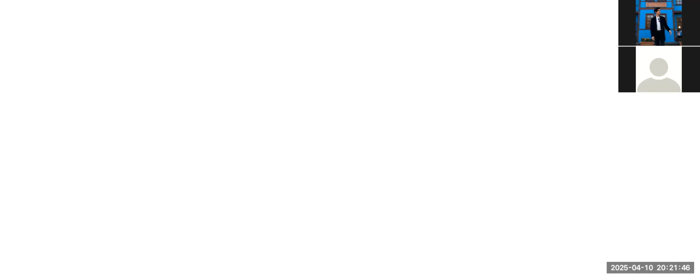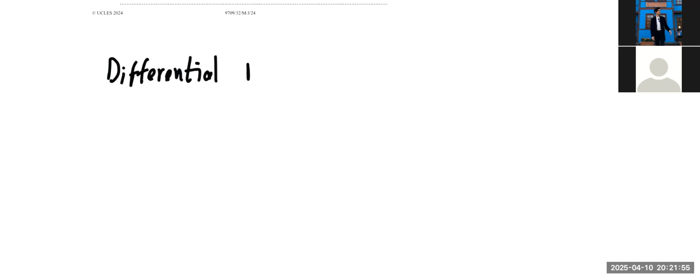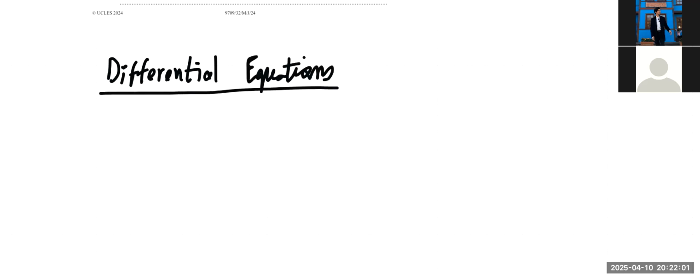So we're going to be talking about differential equations in the context of Pure Math 3. Now, the thing is, what are differential equations, first of all? We know what algebraic equations are, we know what logarithmic equations are, exponential equations, trigonometric equations. What are differential equations? Differential equations are equations that have a differential term in them.